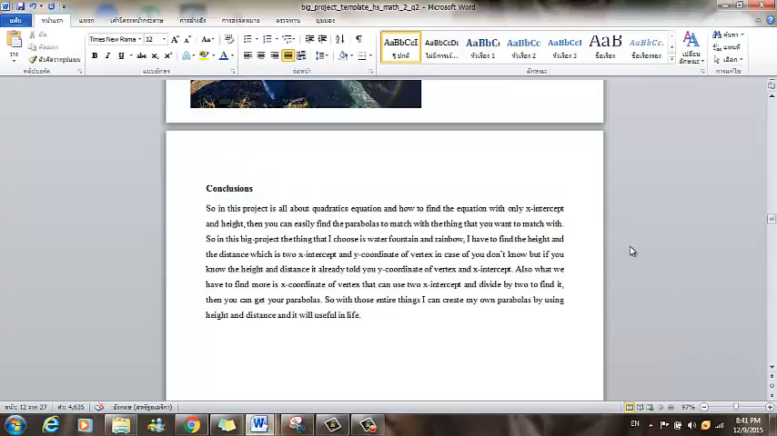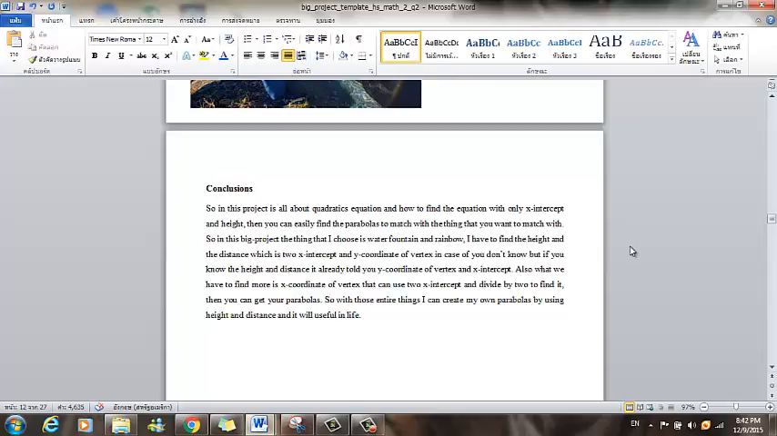So the conclusion: this project is all about the quadratic equation, how to find the equation using only the x-intercepts and the height. Then you can easily find the parabola to match with the thing that you want to match.